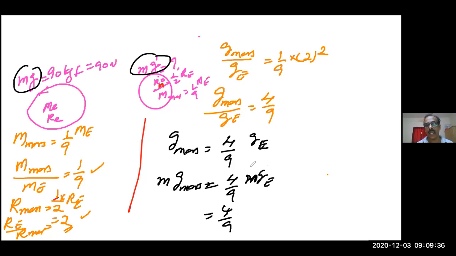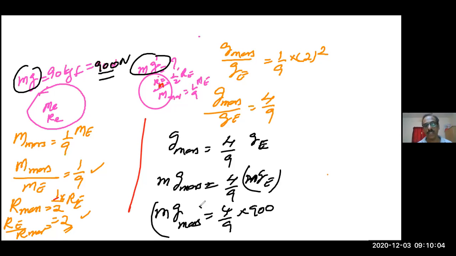4 by 9 of mgE. mgE is how much? 90, isn't it? It's 900, 90 times 10, kgf. It's 90 kgf. Oh, okay, 900. Agreed? Yes, sir. This is what mg of Mars means, weight on the Mars.